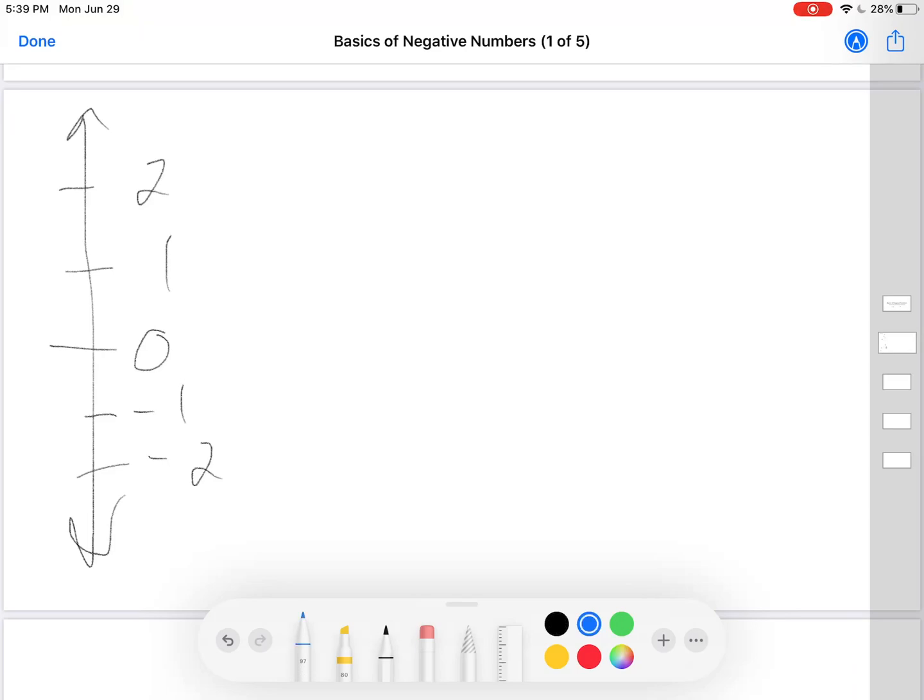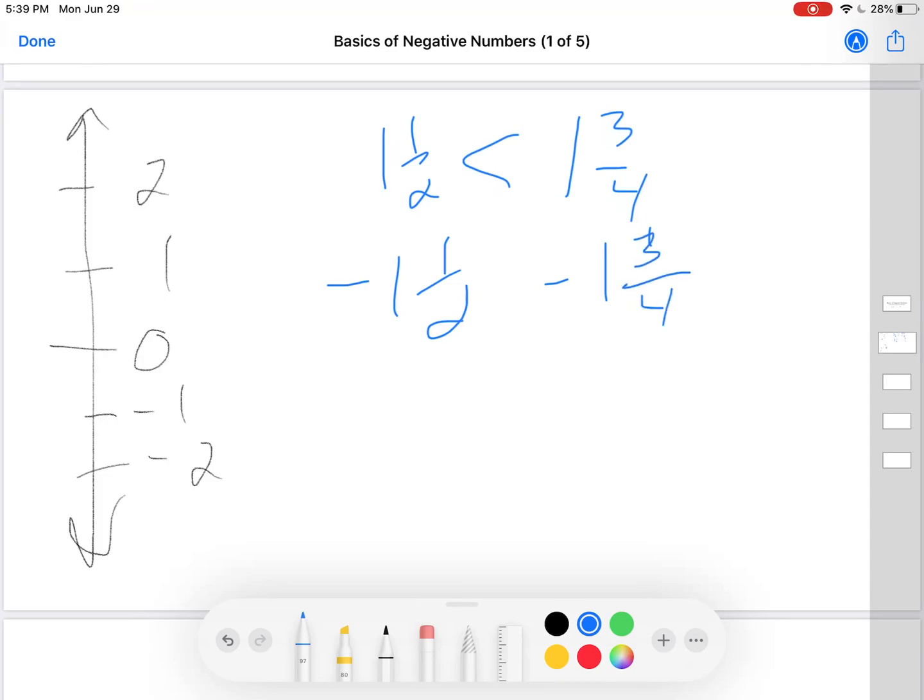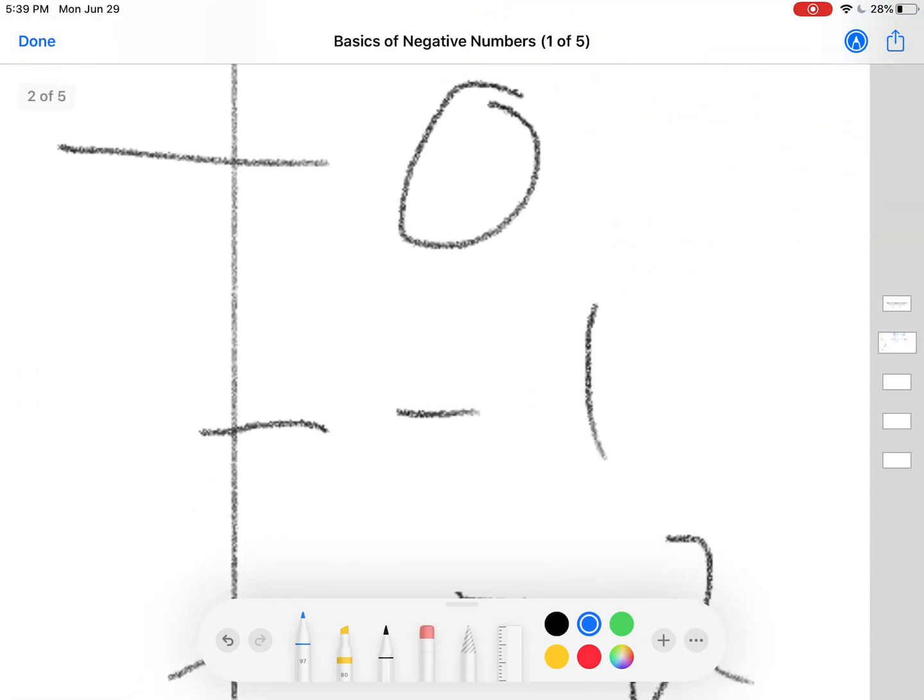However, what about... Now you know that 1½ and 1 3/4 compare this way. 1½ is less than 1 3/4. You know that. However, what if it's not 1½ and 1 3/4? What if it is -1½ and -1 3/4? Well, let's zoom in.